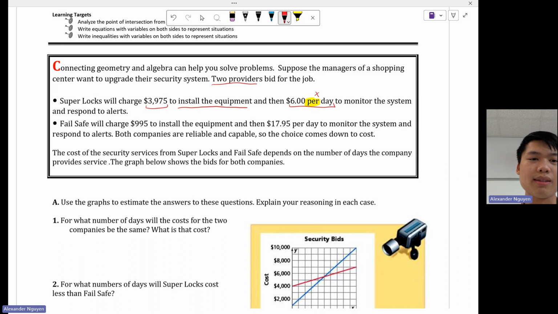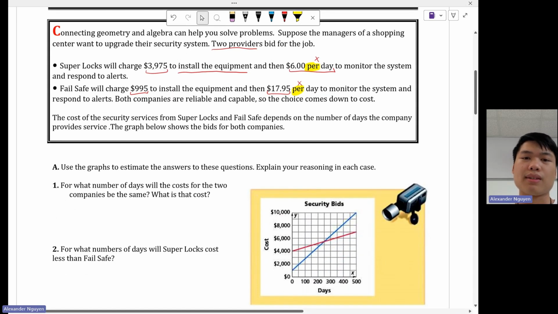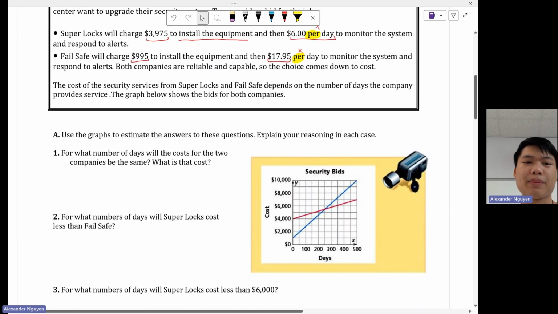Okay, the other company, Failsafe, will charge $995 to install the equipment. Again, that's the one-time fee. And then we're going to add to that $17.95 per day. So that's where the X is going to go. To monitor the system and respond to alerts, both companies are reliable and capable, so the choice comes down to cost. Okay. The cost of the security services from Superlocks and Failsafe depends on the number of days the company provides service. The graph below shows the bids for both companies.